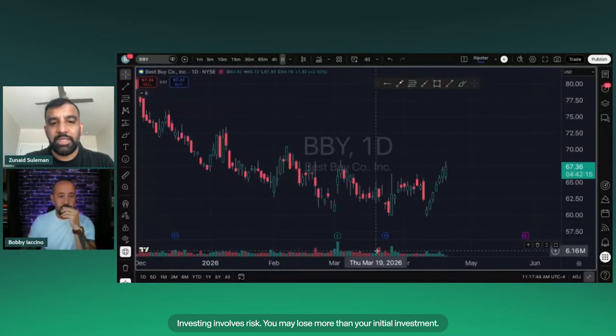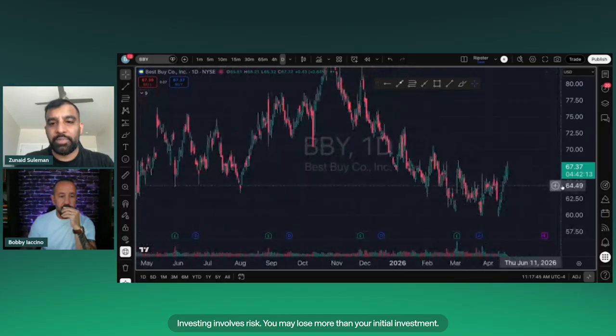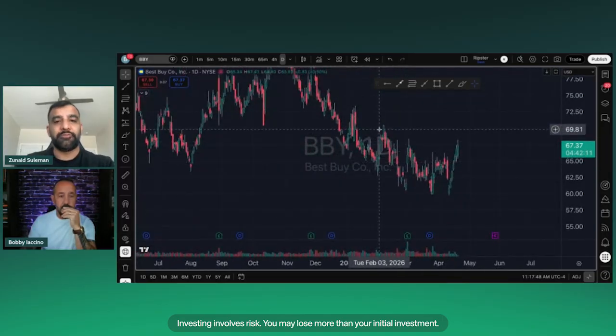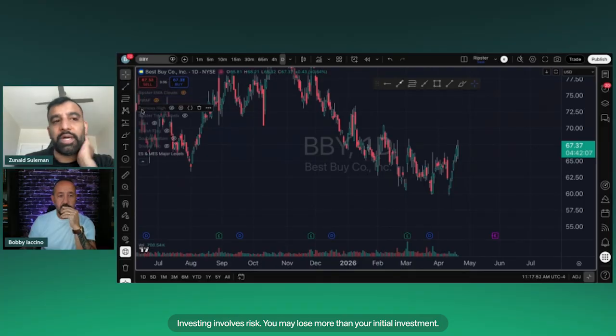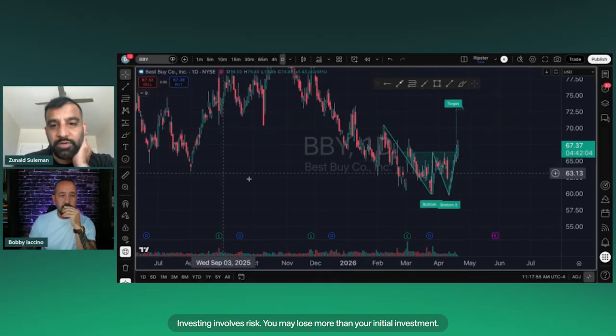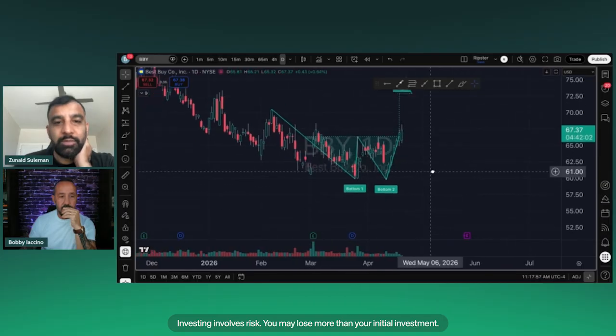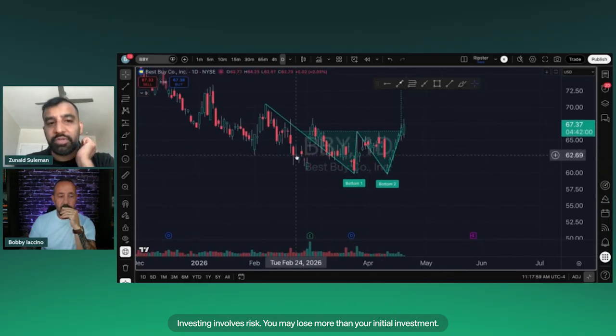Okay. For me, it's Best Buy. And again, I use TradingView. Here's what I do. TradingView has your double bottom identifier. So this is how I kind of do it. But I want you to let me know, you're the expert here, if you believe this is a good enough double bottom to get into.